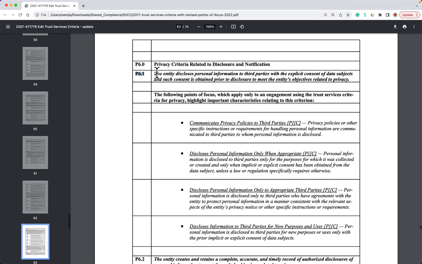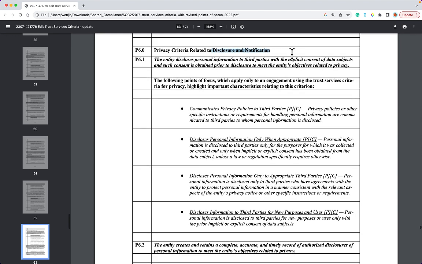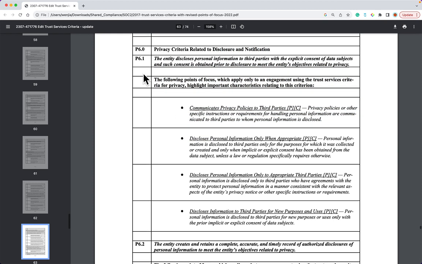And next one, privacy criteria related to disclosure and notification. All the principles here focus on disclosure and notification. So when you are designing your security system related to disclosure and notification, you have to check this part. All the guidelines are here.